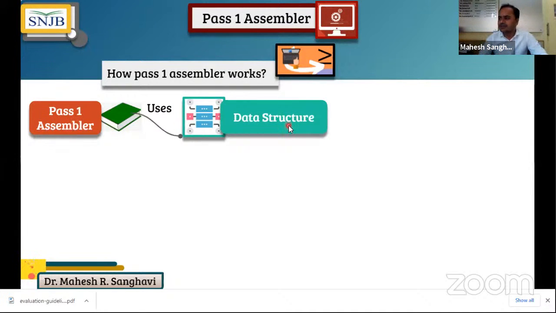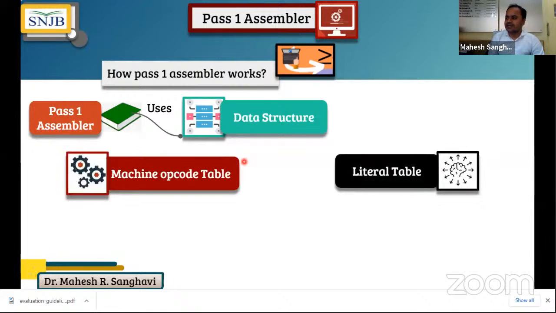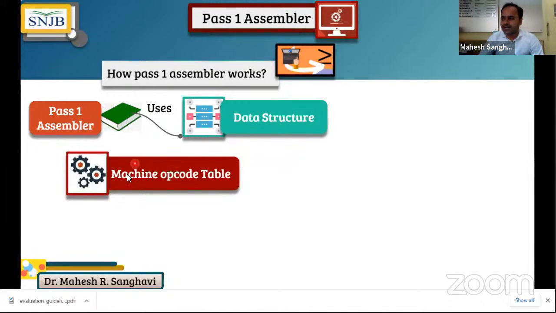Pass one assembler uses some data structures, and there will be a frequently asked question: what are the data structures needed for an assembler? You need to understand that there are basically four data structures that we need. Machine opcode table is one of them, where all the instructions and their codes will be stored. It may be an assembler directive statement, an imperative statement, or a declarative statement. Their codes and instructions, meaning their machine opcodes, will be taken care of by this data structure, which is known as the machine opcode table.